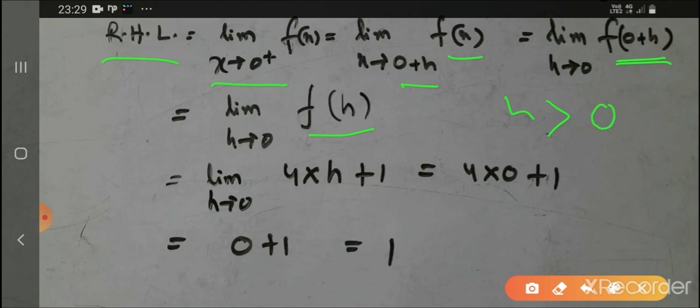So you go to the second condition of the function, that is 4x plus 1. So the function is f of x equal to 4x plus 1. Then f of h is 4h plus 1. So in place of x you substitute h. Now there are no steps to simplify more, so you substitute the value of h as 0 here. So 4 into 0 plus 1, that is 0 plus 1, which equals 1. So the right hand limit here is 1.